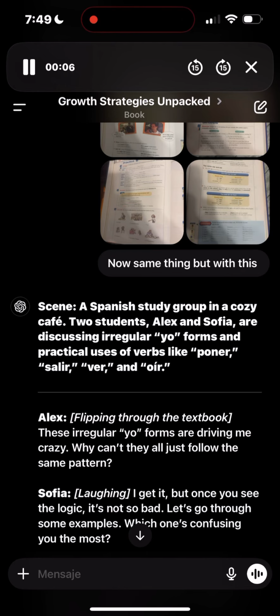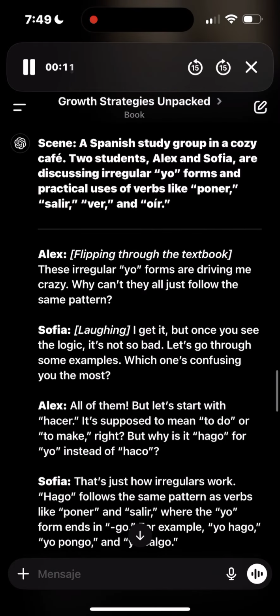Alex and Sophia are discussing irregular yo forms and practical uses of verbs like poner, salir, ver, and oír.